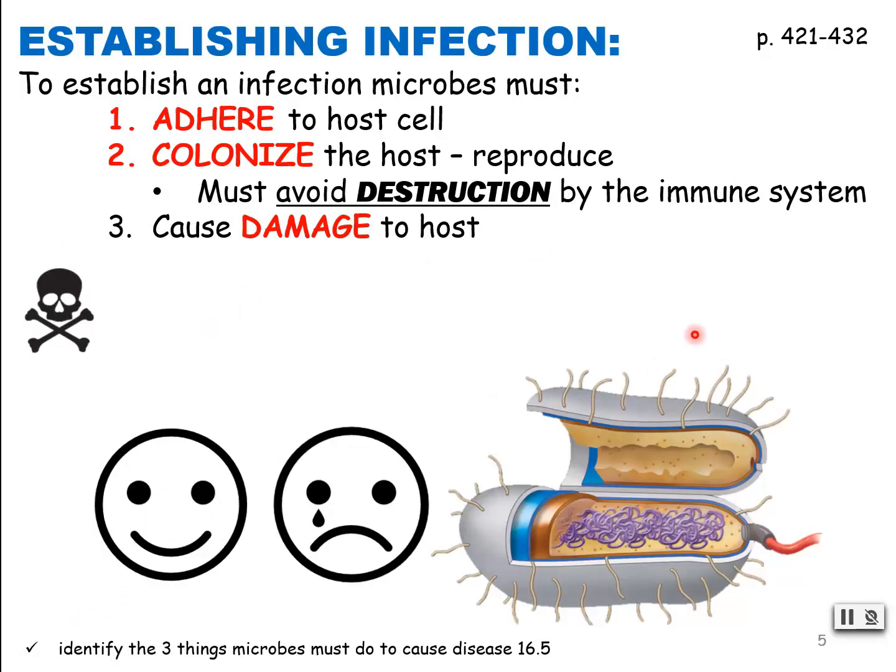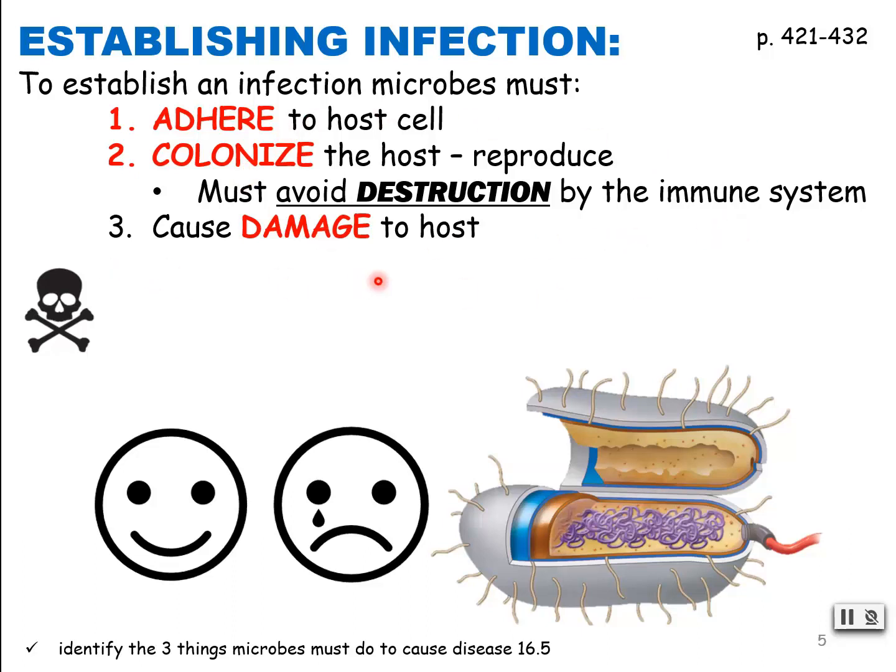Remember, in order for an organism to cause disease, they have to do three things. First, they have to be able to adhere. And remember that pathogens are going to enter either through a break in the skin or through that mucous membrane. Then they need numbers. We are kind of large. So to do damage, they have to colonize. That means they have to be able to reproduce all the while avoiding destruction by our immune system.